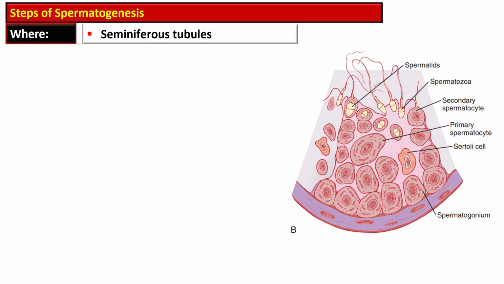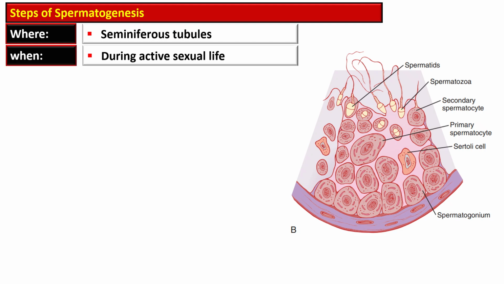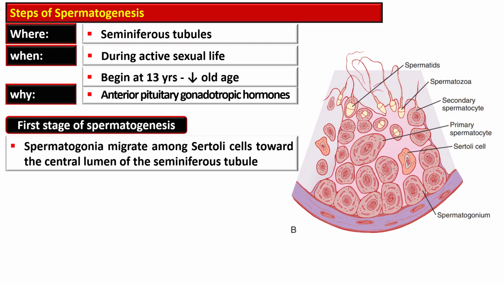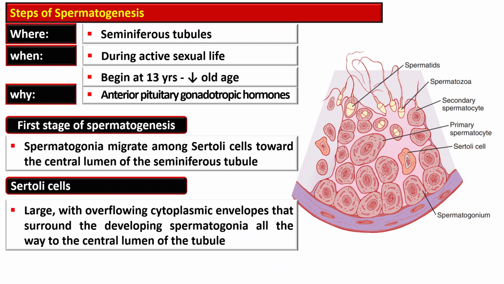Spermatogenesis occurs in the seminiferous tubule and is initiated during active sexual life, that is around 13 years of age, and this continues throughout life and declines in old age. This is stimulated by gonadotropin hormones from the anterior pituitary, and first there is activation and hormonal stimulation. That is triggered by follicle stimulating hormone and other gonadotropins. The hormone stimulates the seminiferous tubule to begin sperm production, and then the immature germ cells begin the process.